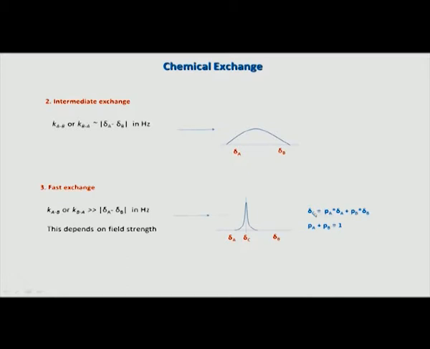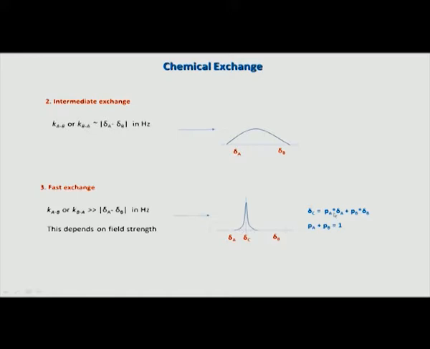With this formula you can see it is weighted, so based on the population it will decide where delta C is. Suppose PA and PB are equal, meaning 0.5 and 0.5. In such a scenario, your delta C, the peak, will be right at the center of these two, because it will be half into delta A plus half into delta B. So, delta A plus delta B divided by 2.